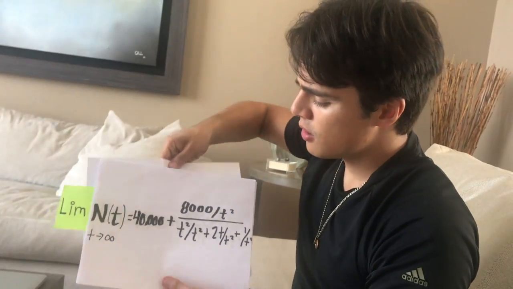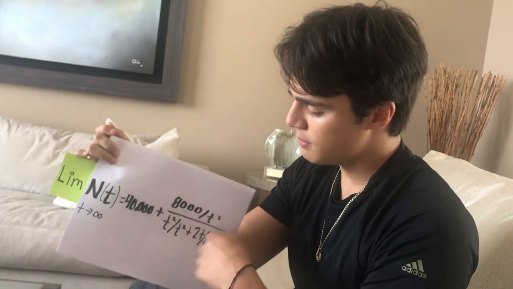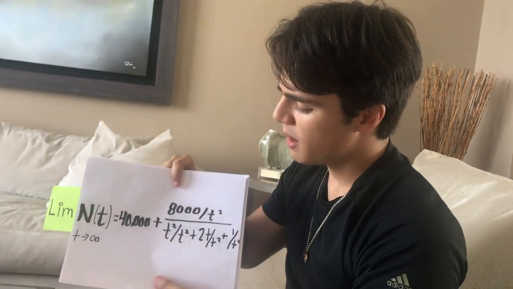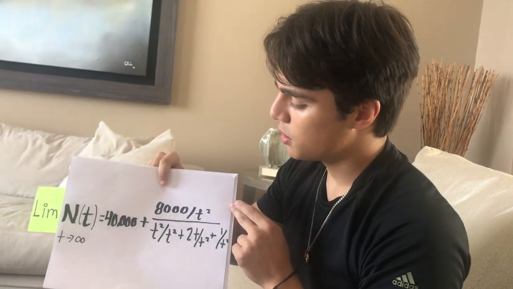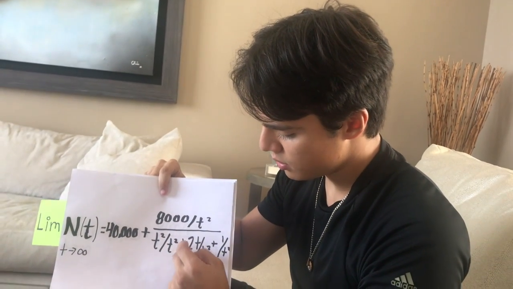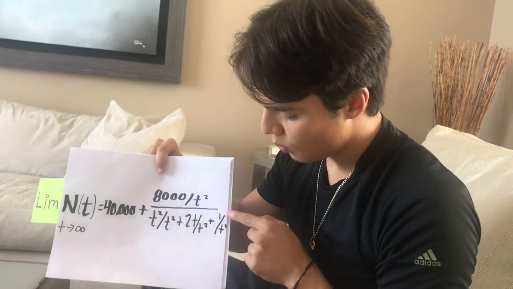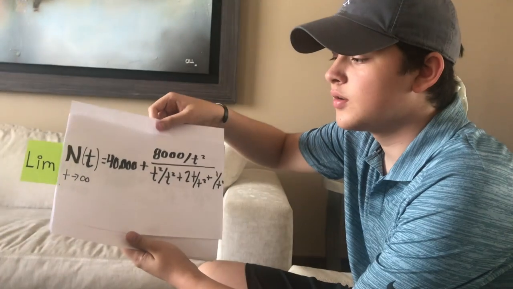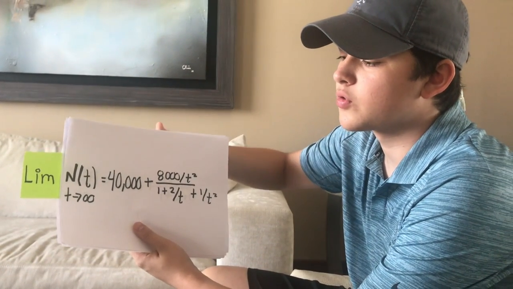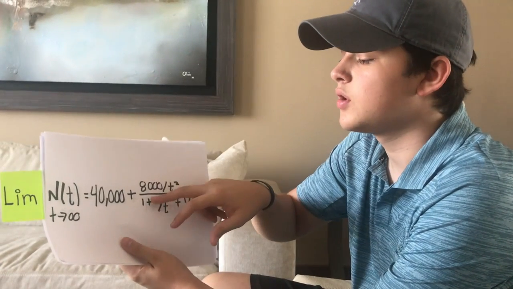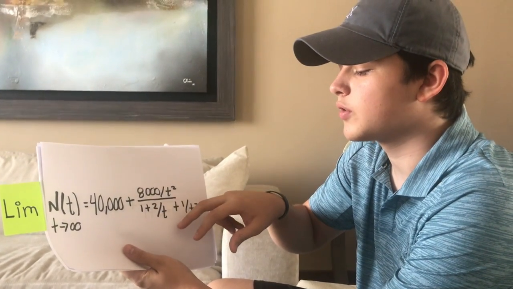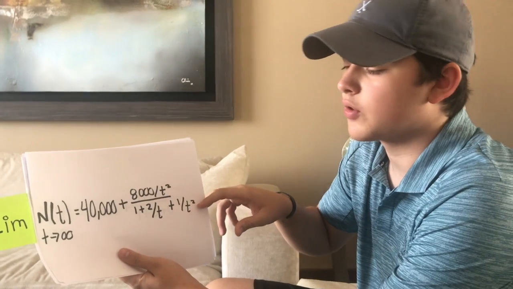Then you have to divide every number in this division, without the 40,000, because the 40,000 is not included in the division, by the variable with the highest exponent. So you get 8,000 over t squared, over t squared plus 2t over t squared plus 1 over t squared. Then you have to simplify. So when you simplify, it gets you n of t as t approaches infinity equals 40,000 plus 8,000 over t squared, over 1 plus 2 over t plus 1 over t squared.